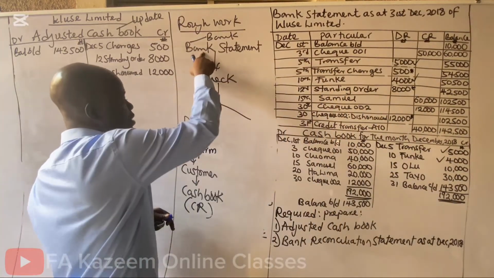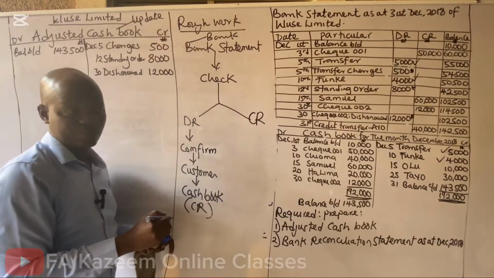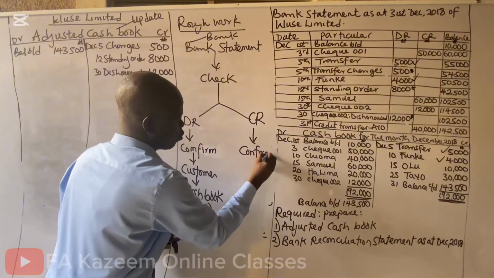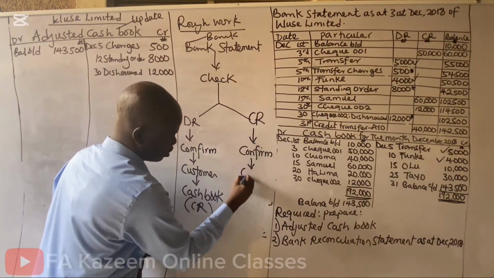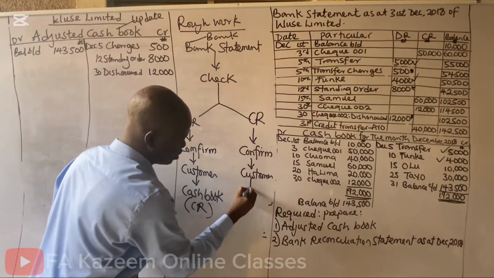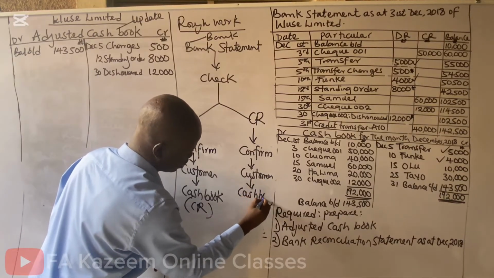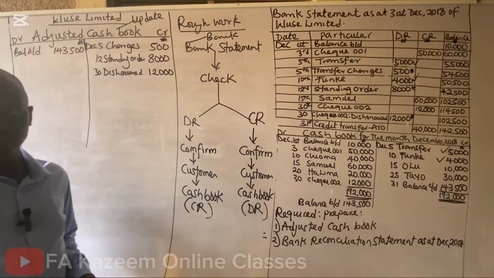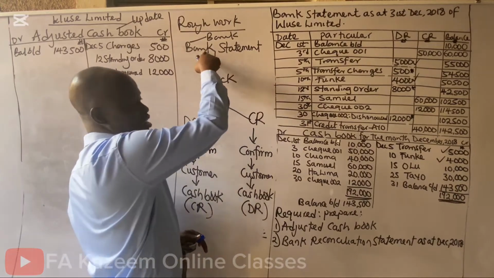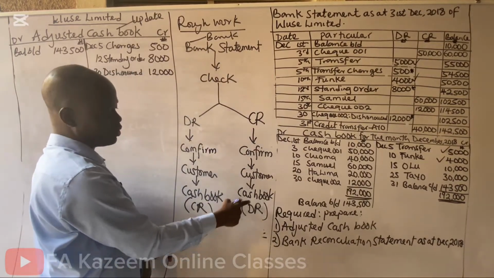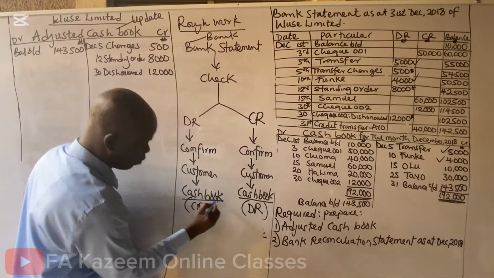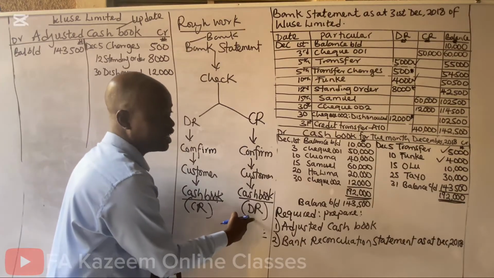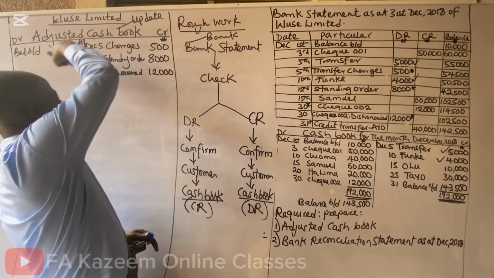Immediately we check the debit side of the bank statement, we now start with the credit side also. Once we check the credit side, we are going to do what we call confirmation of it. We are going to confirm whether the customer kept the record in the cash book. What side of the cash book? We'll confirm it on the debit side. Meaning, if we check the credit side of the bank statement, we'll confirm it on the debit side of our cash book. Where I underline is where we are going to confirm. If we confirm the figure there and it's not there, we'll update it in that same side in the cash book.